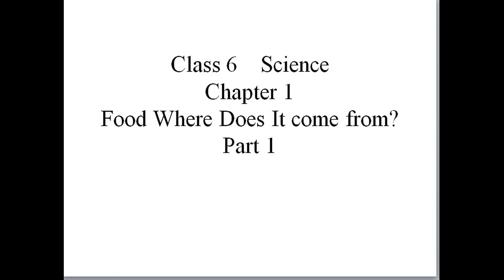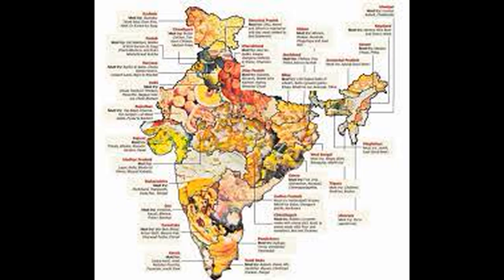Class 6 Science Chapter 1: Food. Where does it come from? Let's look at this map. This is the map of India. If we look at this map carefully, we see so much variety of food across India.